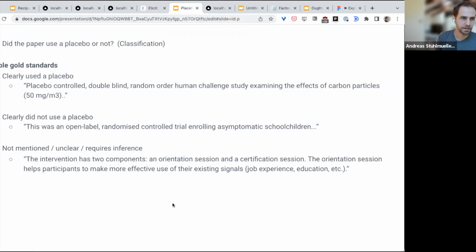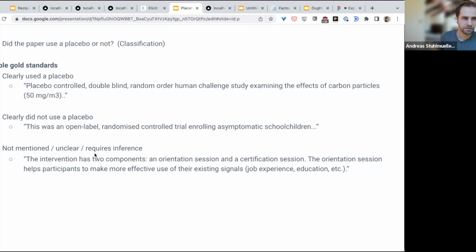And there, I don't know how familiar you all are with research papers. Let me quickly give some examples of what good or bad answers look like and where they come from. So some papers just very explicitly say that they used a placebo, like this. They say something like, this was a placebo-controlled study. Others say, nearly but not quite as explicitly, that they didn't use one. So they say something like, this was an open label study, where open label means they didn't use a placebo.